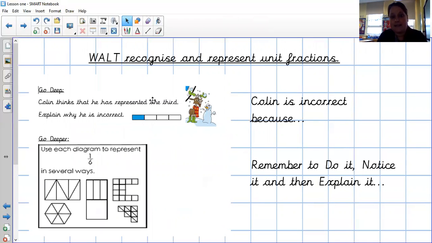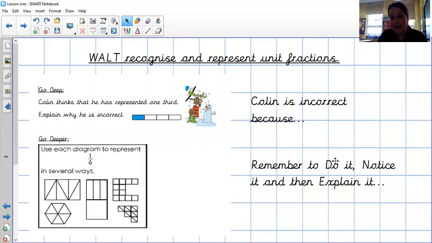So your go deep activity is all about reasoning. So it says, Colin thinks that he has represented 1/3. Explain why he is incorrect. So I've given you a sentence starter to help you. So Colin is incorrect because. Okay, so you need to think about what's Colin done wrong there. And this is just a reminder for you. So remember to do it. So actually, can you represent 1/3? Do it yourself because sometimes that helps you to realise what mistake Colin has made.